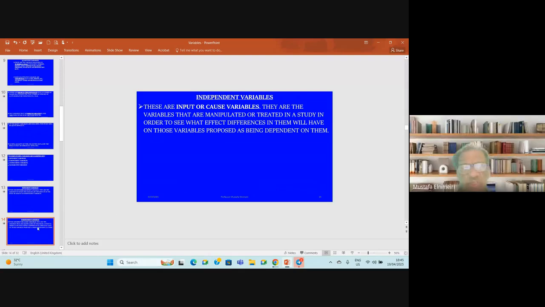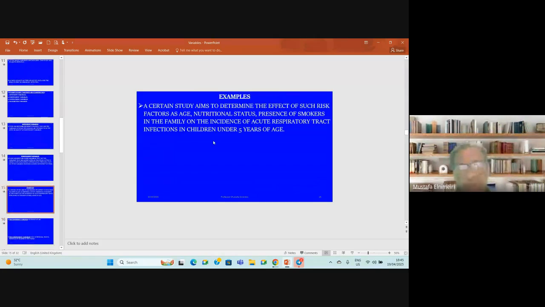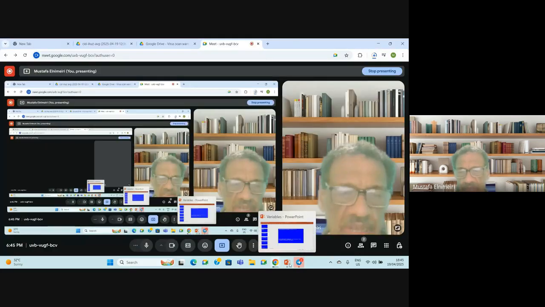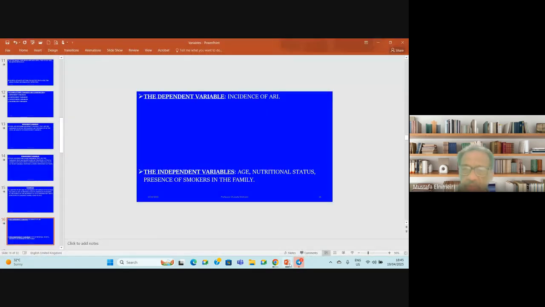And for example, a certain study aims to determine the effect of risk factors such as age, nutrition status, presence of smokers in the family on the incidence of acute respiratory tract infections in children under 5 years of age. In this example, the dependent variable is the incidence rate of acute respiratory tract infection, and the independent variables are age, nutritional status, presence of smokers in the family. These examples will make it clear for us to understand what is meant by dependent and independent variables.